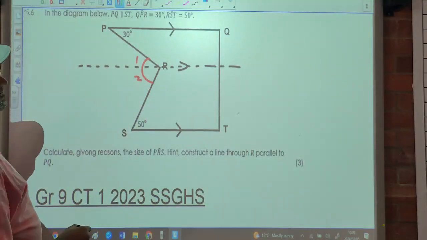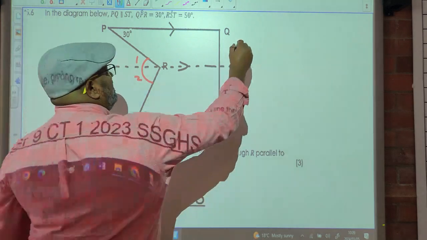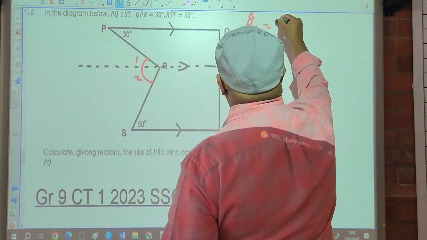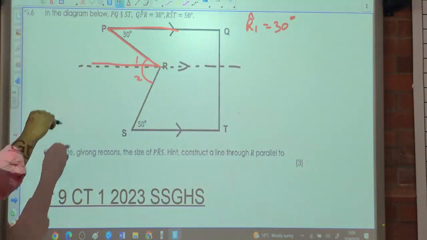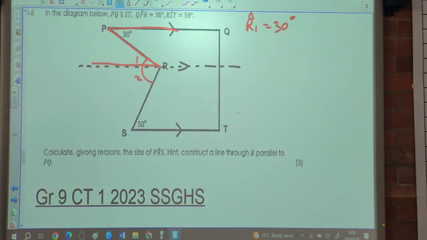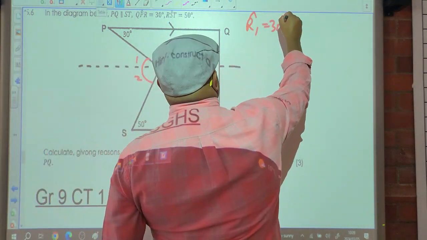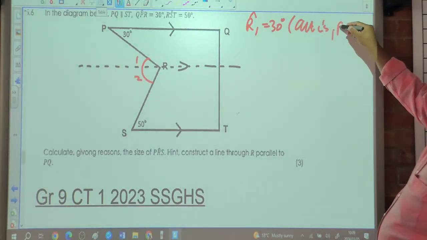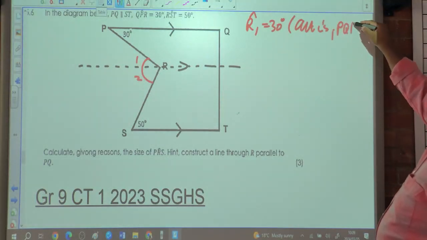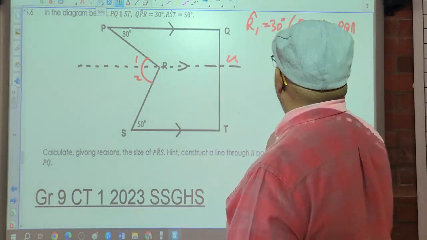Right. So, people, what would R1 be? 30 degrees. Why would R1 be 30 degrees? It's alternate angles. For those of you who can't see it, here we go. Alternate angles. Okay, so R1 is equal to 30 degrees. It's alternate angles with PQ being parallel to TU.